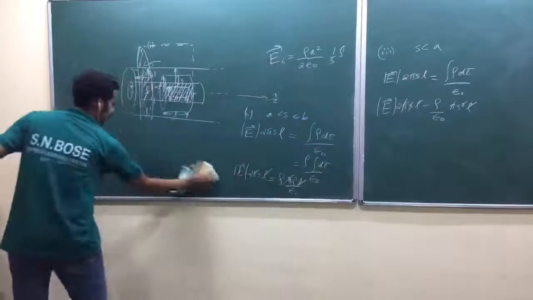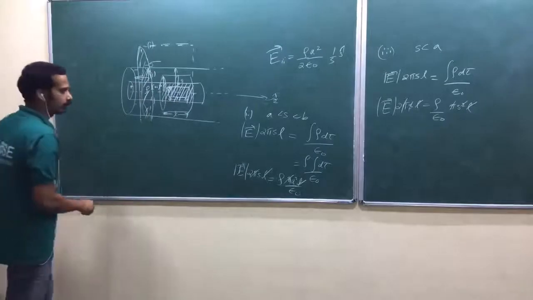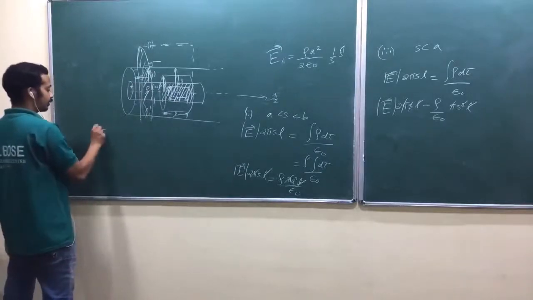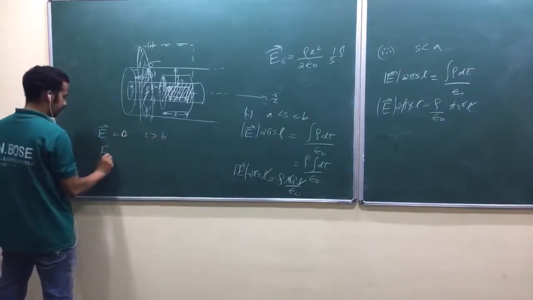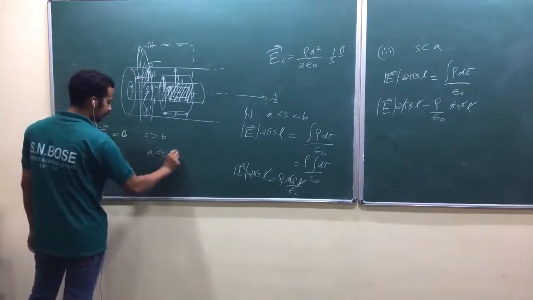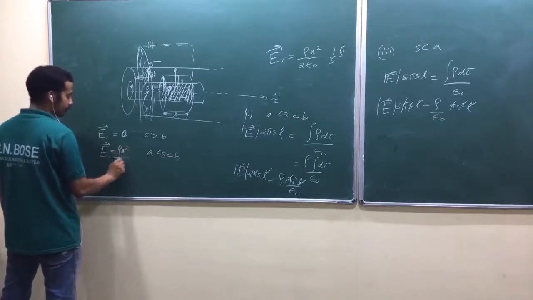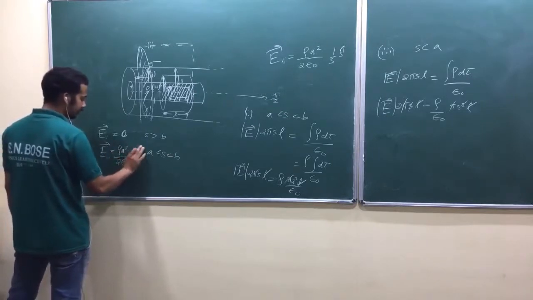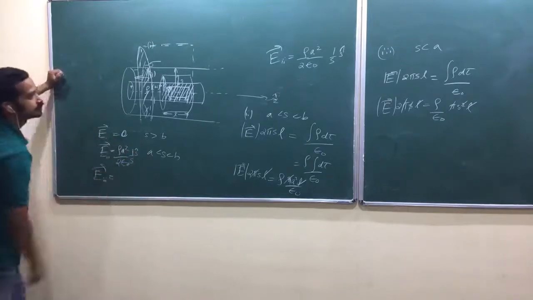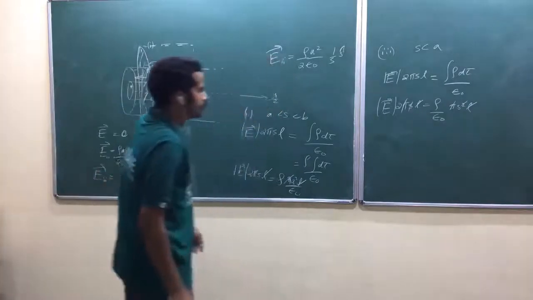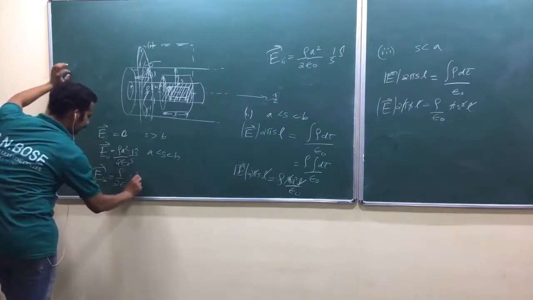So, can I write in all three regions? If you have any confusion, write it down and ask me, okay? So try that one. First region, outside, 0 when S is greater than B. Second region, when S is between A to B. What is this one? Rho A square by 2 epsilon naught, 1 by S, S cap. Electric field in the third region: rho by 2 epsilon naught, S cap.